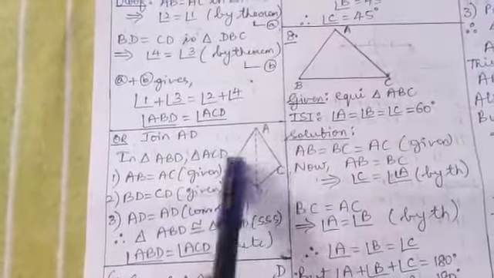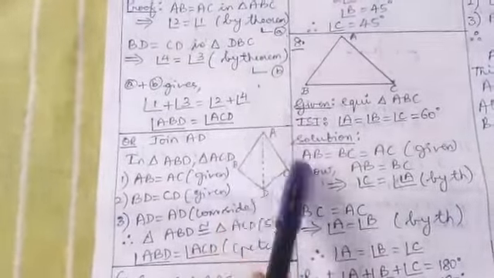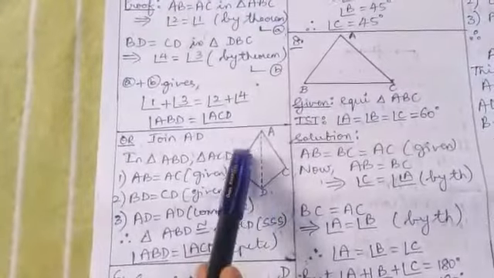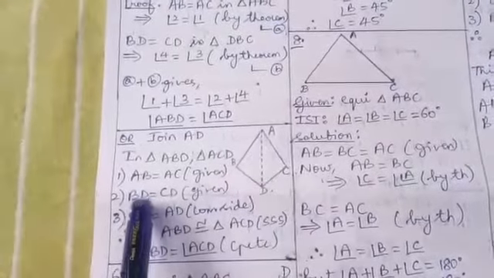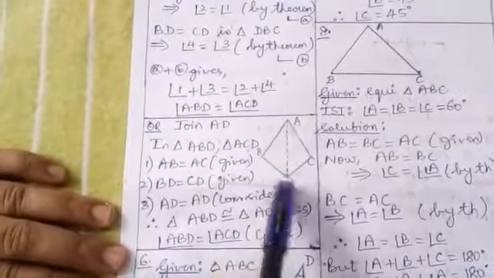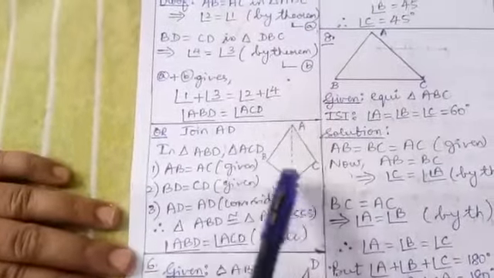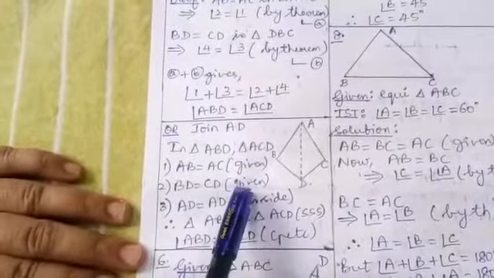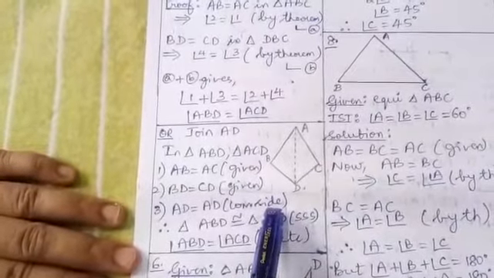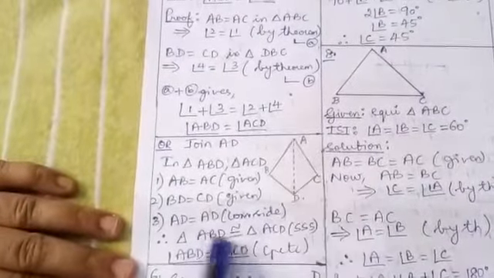So now we have two triangles on either side of AD. Now let's prove that these two triangles are congruent to each other. Once we prove that they are congruent, their corresponding angles will be equal. Now in triangle ABD and triangle ACD, we know that AB equals AC, it's given to us. BD equals CD, also given to us. And AD is a side common to both the triangles. So clearly by the SSS congruence criterion, the two triangles are congruent to each other.